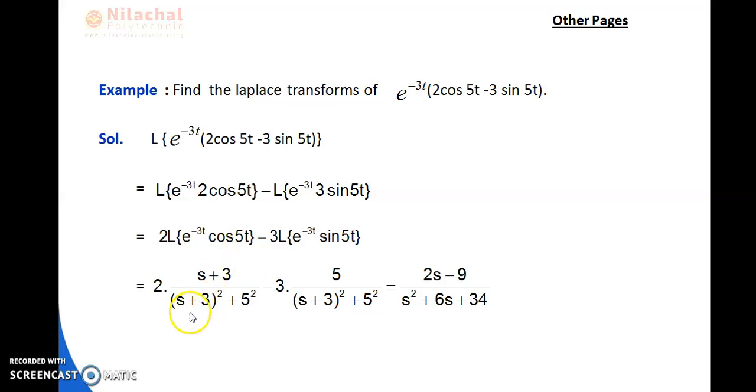Cos 5t we know is s by s square plus 5 square. Here s will be written as s minus of minus 3, that is s plus 3. So it is s plus 3 by s plus 3 whole square plus 5 square, minus 3 into 5 by s plus 3 whole square plus 5 square, equals, then this is the simplification.